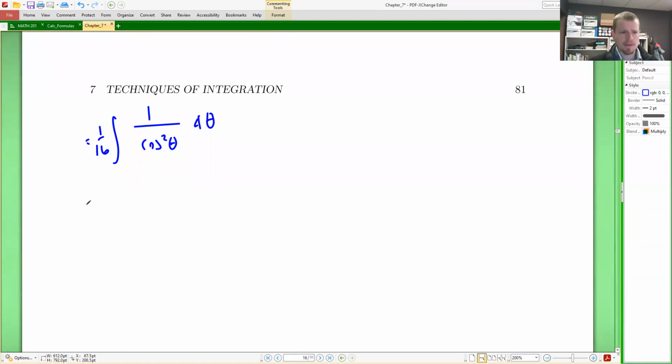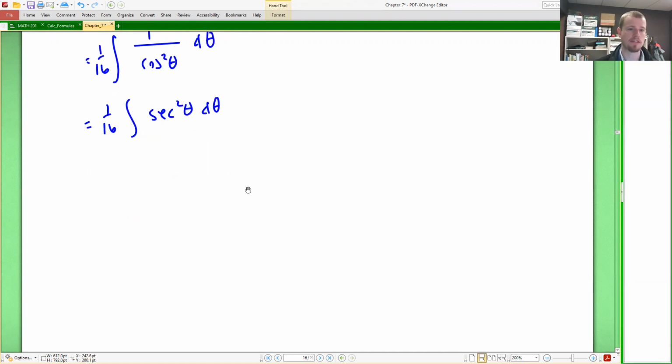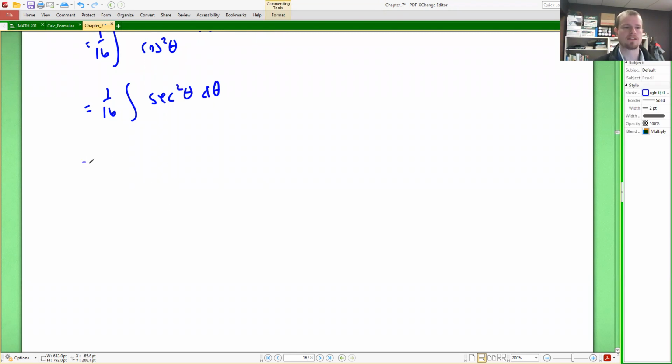Once I'm here, I recognize that this is secant squared, so 1/16 times the integral of secant squared theta d theta, and I recall that the integral of secant squared is tangent. So this is 1/16 times tangent theta plus c. And then we say to ourselves, that's fantastic, but I need it in terms of x, so what is this in terms of x?